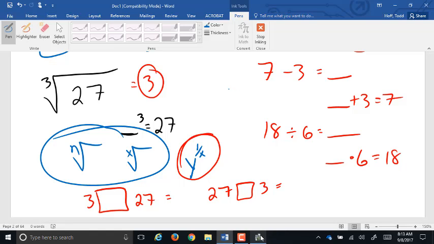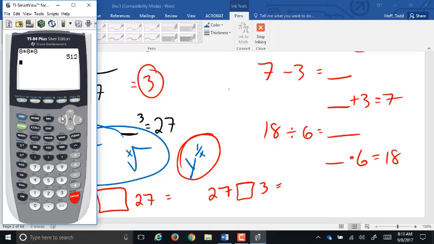TI-84, you've got to use the math button. So on the TI-84, you would type in 3, press math, then you actually arrow down to option number 5, which is the X root, and then type in your 27. Now that actually does have a third root function in that menu you probably saw, but any generic root will work with that X root function.